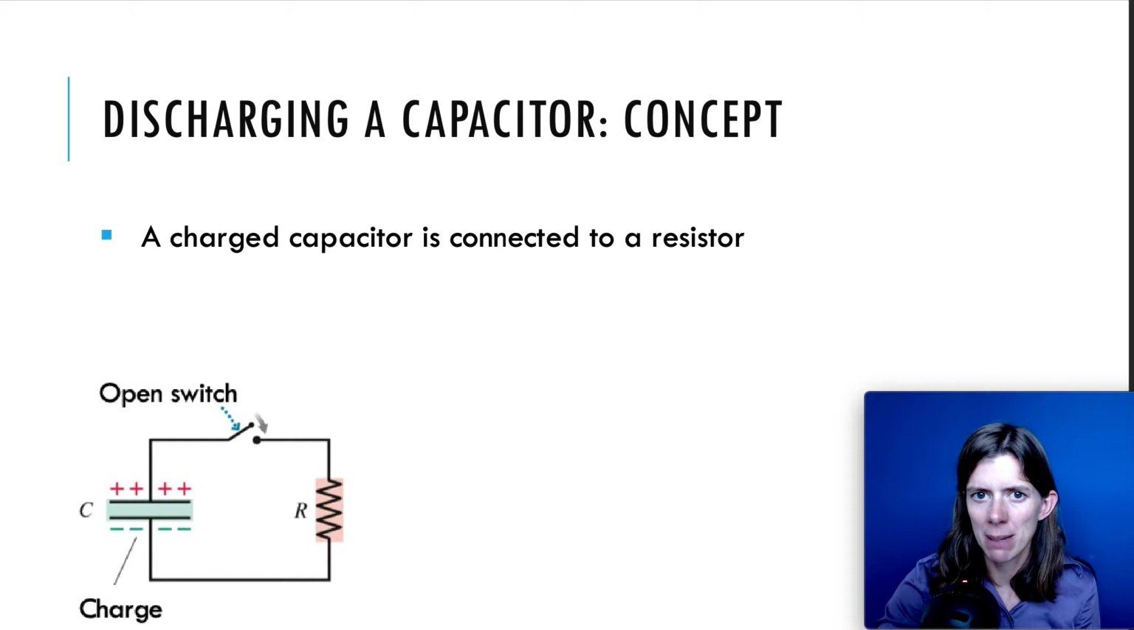Let's look at the concept here, look at some pictures. So in the first picture, we have a charged capacitor connected to a resistor. There's our capacitor. It's already been charged before being put into this circuit. There's an open switch. There's a resistor. When the switch is open, the capacitor cannot discharge because charges cannot flow through an open circuit. So this is just a charged capacitor connected to a resistor.